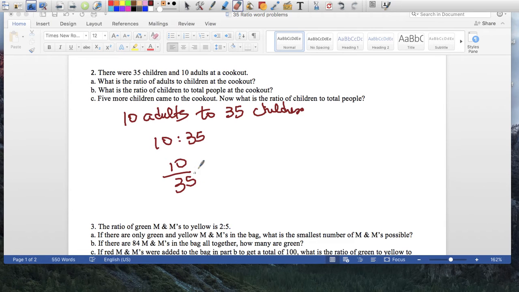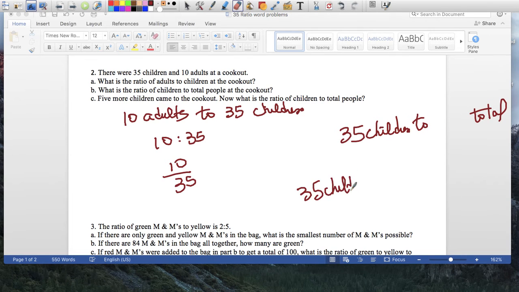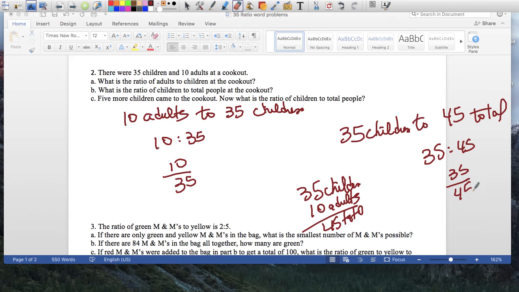10 adults, 35 children. What is the ratio of children to total people at the cookout? The ratio of children, how many children are there? 35 children to total. How many total people are here? Well, there's 35 children plus 10 adults. That gives me 45 total. So it's 35 children to 45 total people, or 35 to 45, 35 over 45. You can simplify that. I just didn't right now. You can simplify that to 7 over 9 if you like.